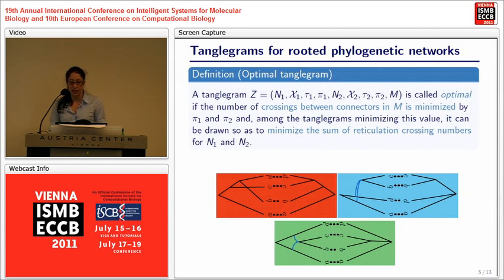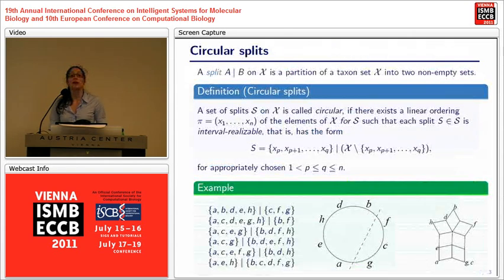Okay? So now I'm going to explain how our algorithm works. I will try not to be too prolix. I think you know what a split is. A split on a taxon set is just a bipartition of the taxon set.